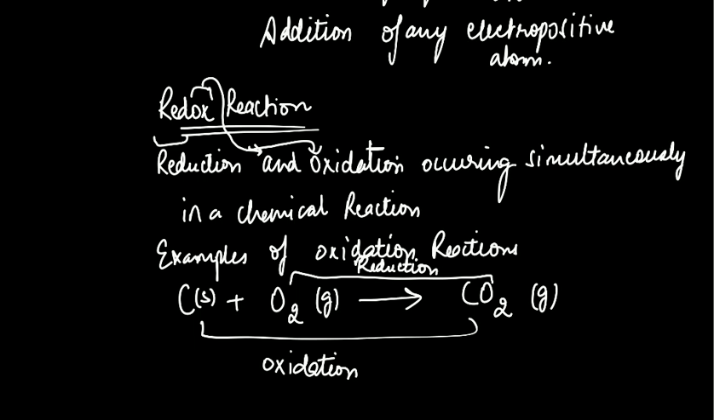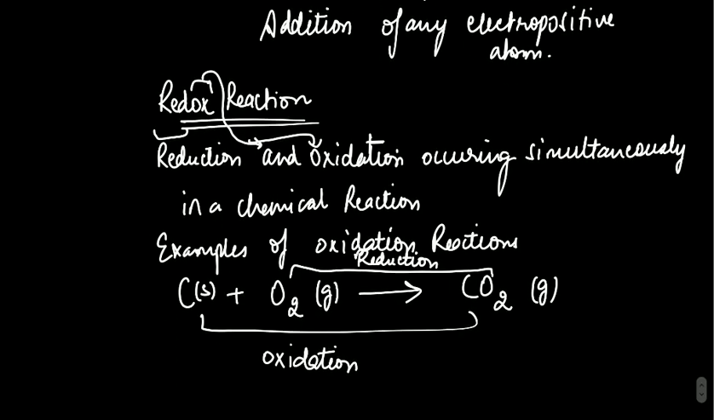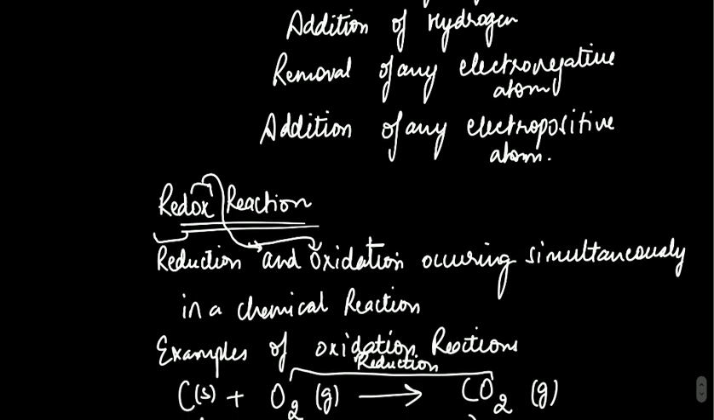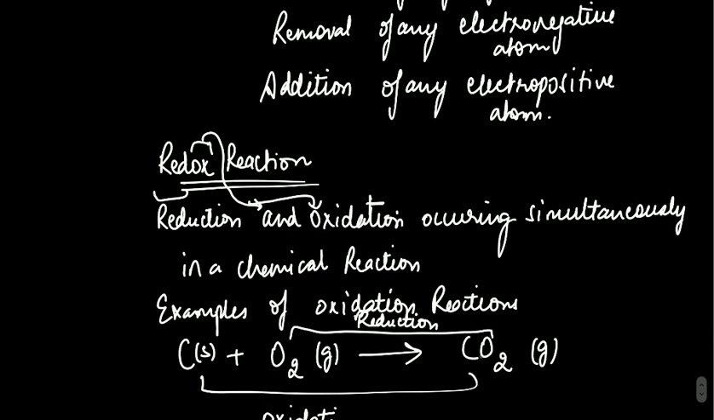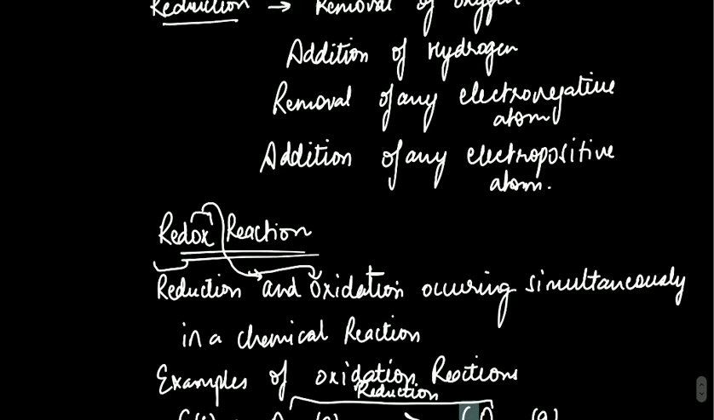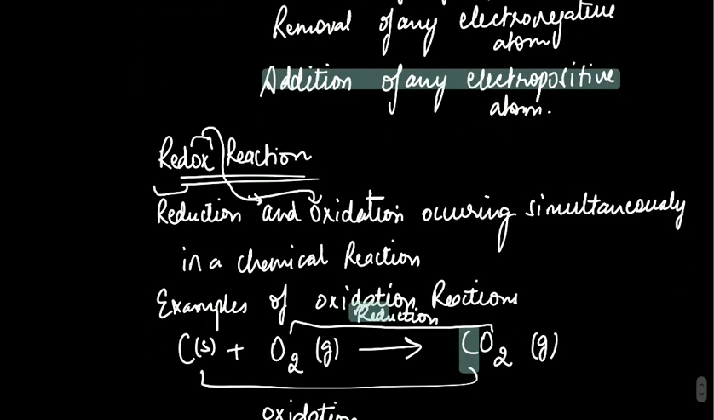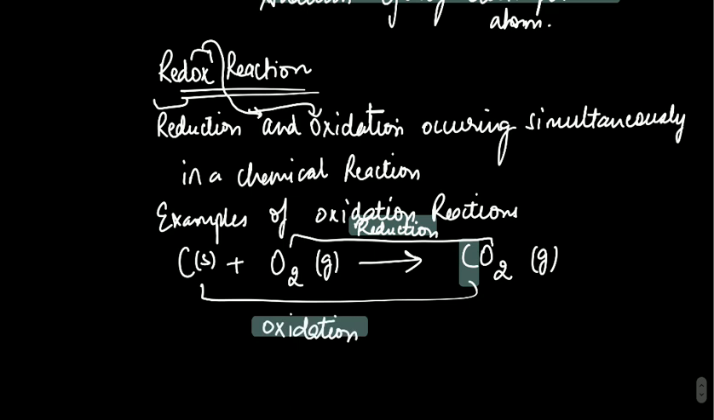So over here, carbon is getting oxidized. Carbon is undergoing oxidation. It's adding oxygen. Addition of oxygen is oxidation. And we don't have any hydrogen over here, and oxygen is adding what? Oxygen is adding carbon. Carbon over here is electropositive. Addition of any electropositive atom is reduction. So I've written reduction over here, and this is oxidation.